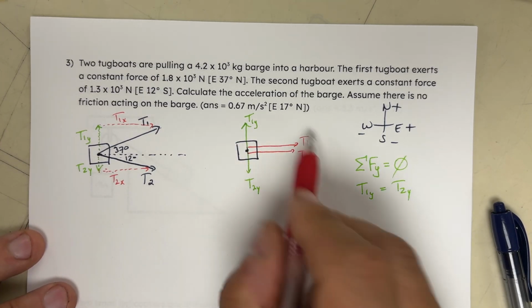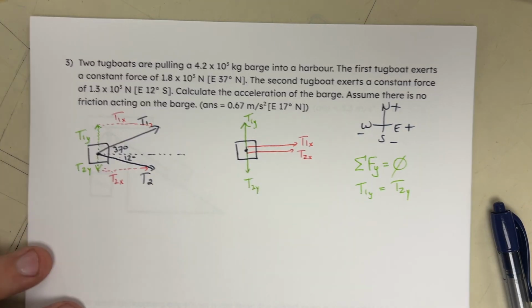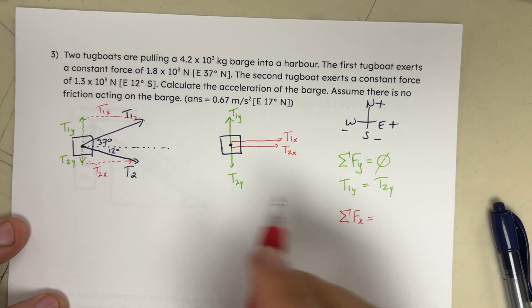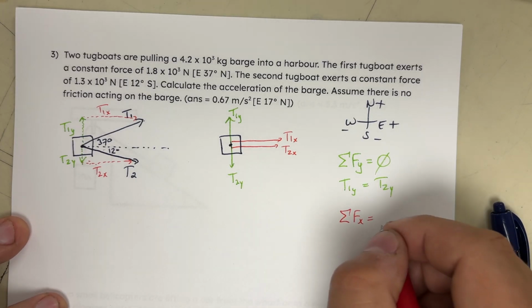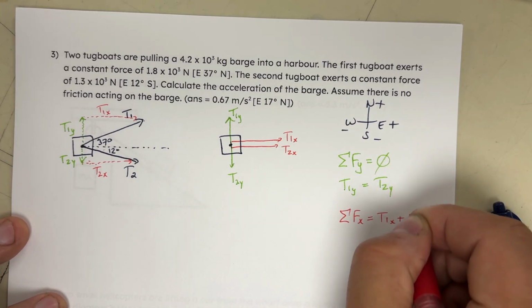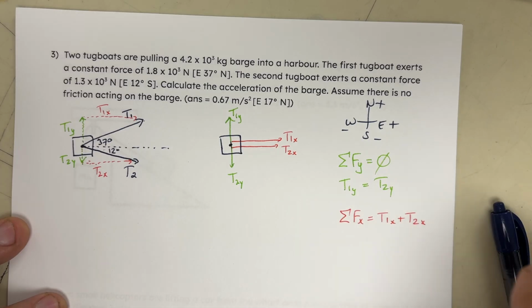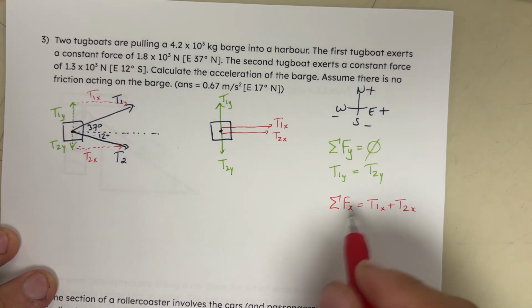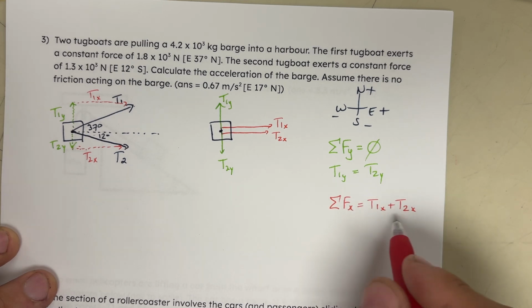But I am noticing right now that my net force in the x is going to be the sum of these two things. So it's going to be T1x plus T2x. So that's going to be my net force in the x, and that's really where I want to focus on where my acceleration is going to be.